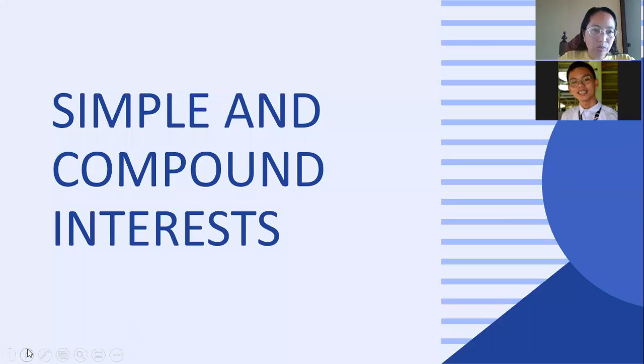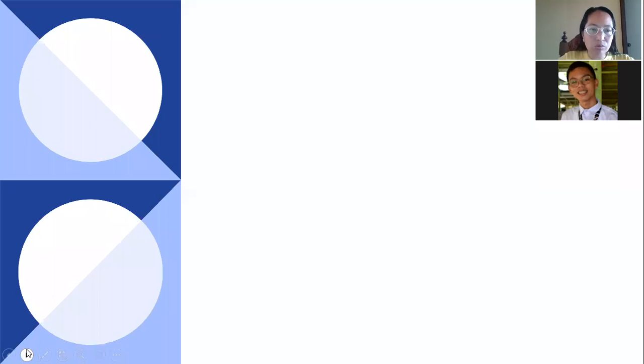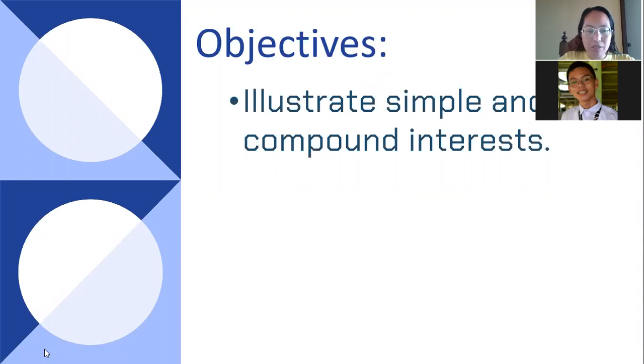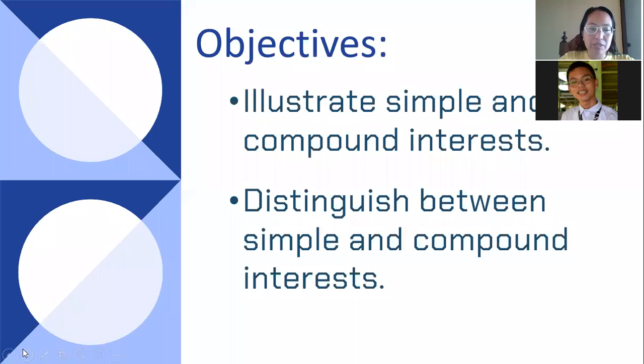Okay. So with this first module, you're expected to illustrate simple and compound interests and distinguish between simple and compound interests. What is the difference between the two? Of course, from the word itself, simple. If we apply it to English, these are the singular words, right? And when it comes to compound interest, these are the plural form. So from simple, another simple is added, then we have the compound interests.